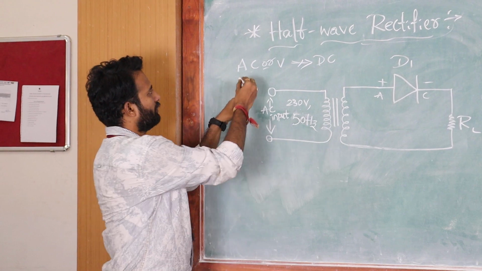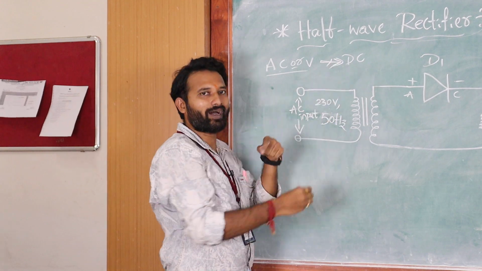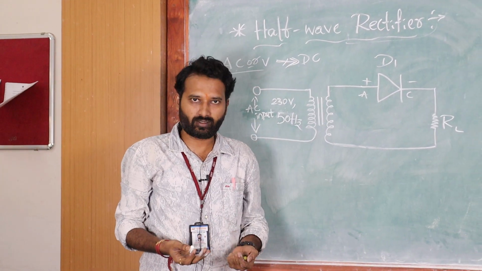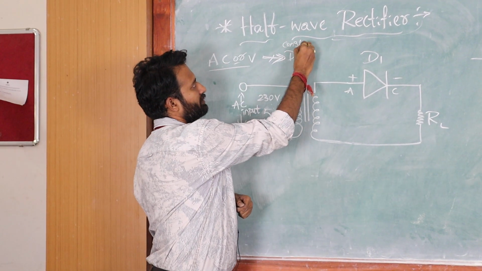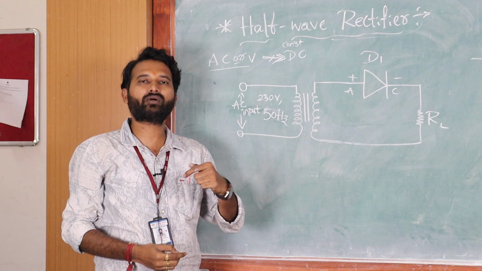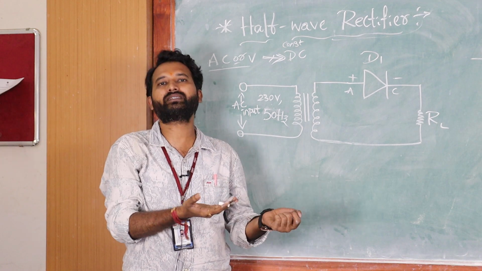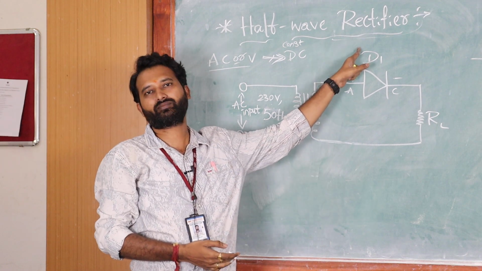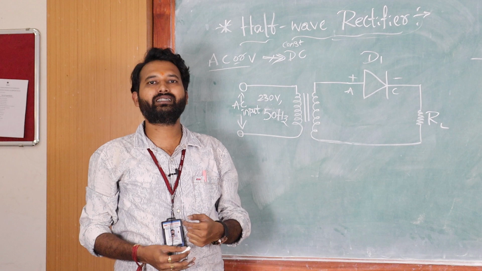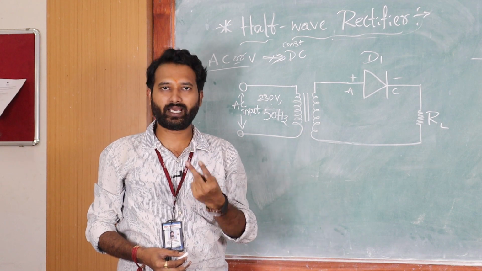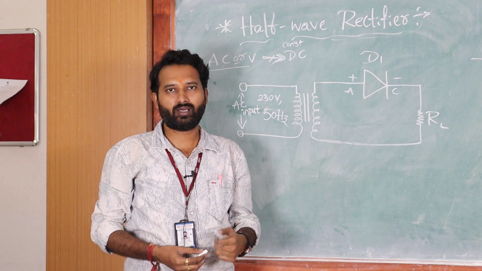We are converting input AC voltage or AC current into pulsating. Pulsating is an electronics word, it's a technical word. In general, we can call it a constant DC voltage or constant DC current. This process is called rectification. Now, based on the period of conduction, a rectifier has been divided into two types: half-wave rectifier and full-wave rectifier.